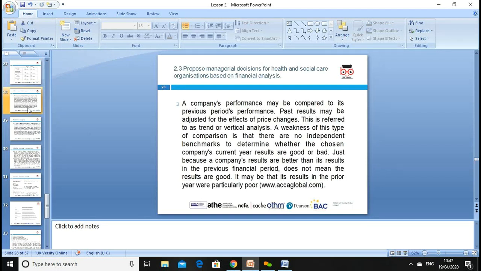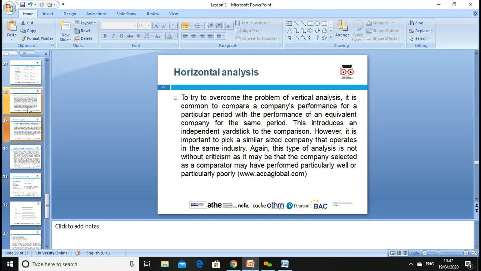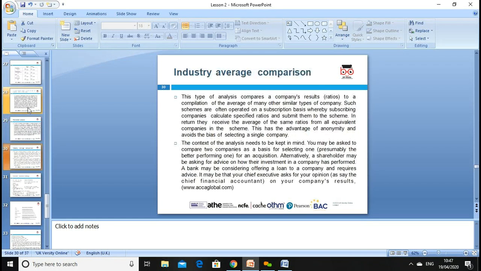Okay, next we look at proposing decisions for a health and social care organization. So you can propose decisions now based on the analysis. A company's performance may be compared to its previous period. So we can look at two periods, maybe adjust the figures, and the price changes we need to keep in mind. All this we need to make horizontal. We can look at this analysis to try to overcome the problem of vertical and horizontal. So there are different ways to calculate the ratios and different ways to present.